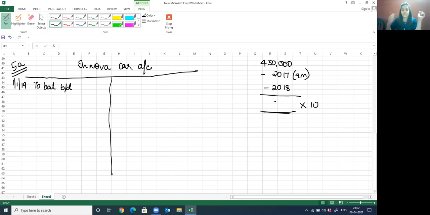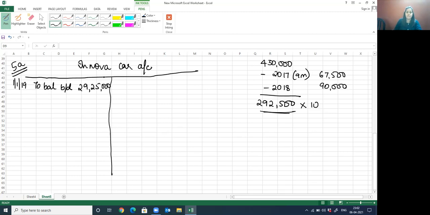Okay, now depreciation is 20%. Yeah, 20%, correct? So for each car, can I say the depreciation here will be 67,500, and here it will be, can I say 90,000? So you get 292,500 into 10. Okay. So your balance brought down will be 29 lakh, 25,000.